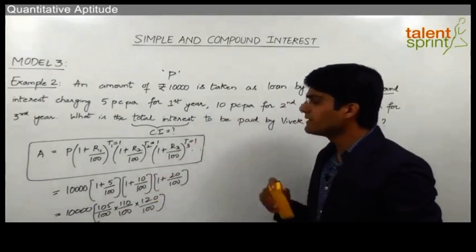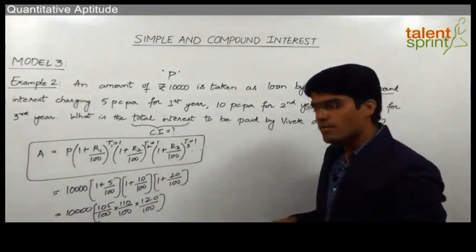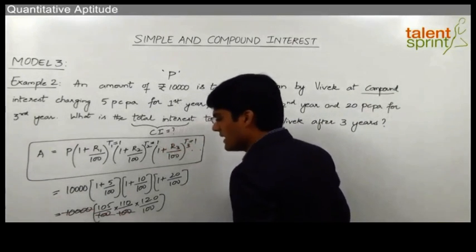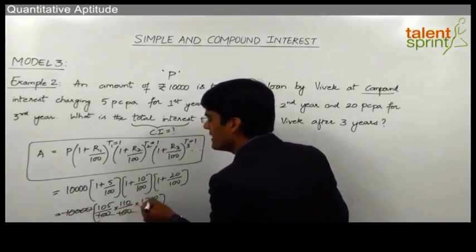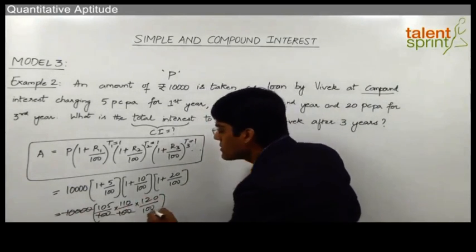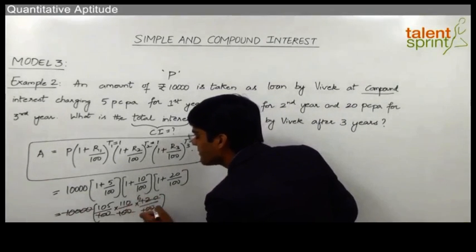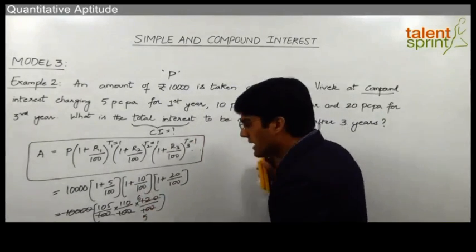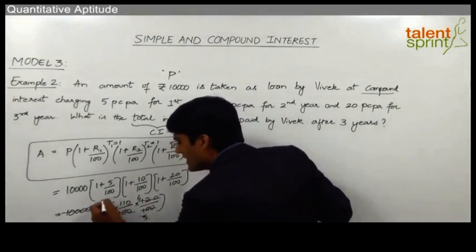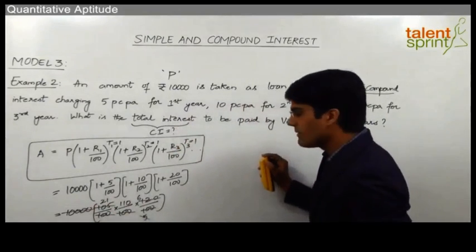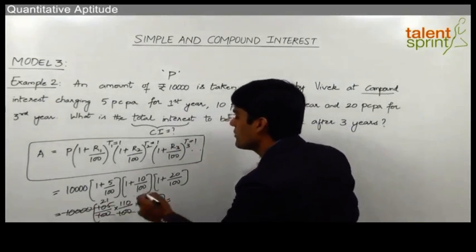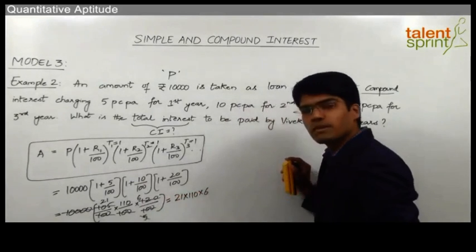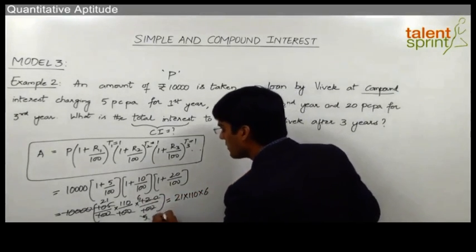So by simplifying this calculation, we can get the total amount. As you can see here, the 200 gets cancelled with 10,000, and we have 105 into 110 into 120 divided by 100. 120 by 100 can be taken as 6 by 5, since this is 20 into 6 and 20 into 5. And 5 goes 21 times in 105. So the final answer here for the total amount would be 21 into 110 into 6. So by simplifying this, we can get the total amount.